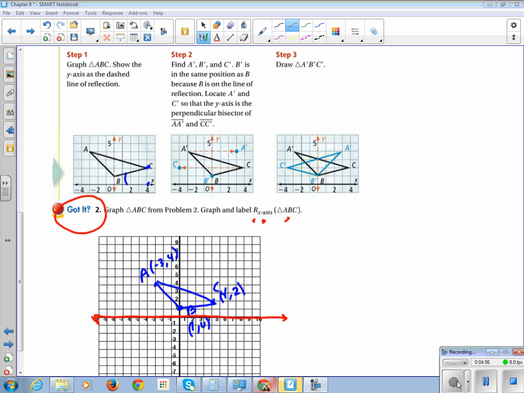Here's the x-axis. So whatever distance B is from the x-axis, we are going to replicate that, and that's going to be B prime. So B prime is going to be at negative 1, 0. C prime is 2 units from the x-axis, so I'm going to go 2 units here. And C prime is going to be at negative 4, comma, negative 2. And then A prime, well, if A is 4 units from the x-axis, I'm going to replicate that down here. And A prime is going to be 4 units, so A prime is at negative 3, comma, negative 4.